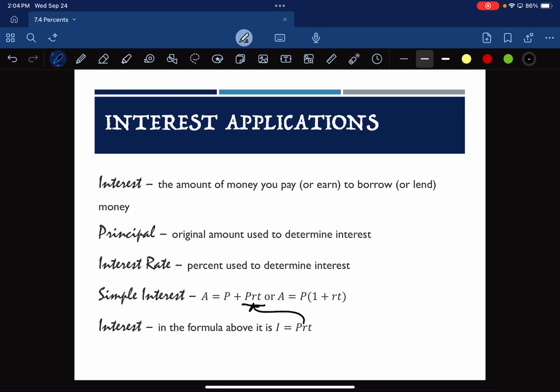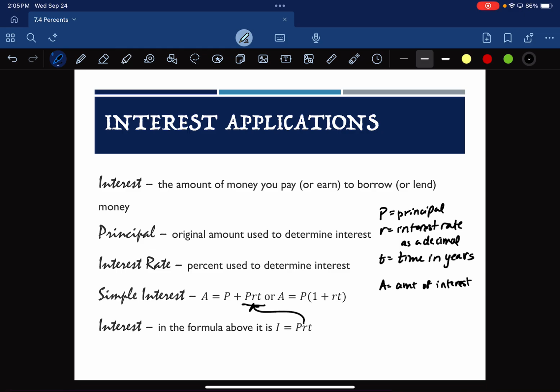A few details, you've seen these before, but just as a reminder, P is the principal. R is the interest rate as a decimal. So we can't have it in percent form, it has to be in decimal form. And T is the time in years. So if somebody gives you something in months, we have to turn it into years in order to use that as the T value in this formula. And then A is the amount of interest as in a dollar value, right? That's what that's coming out to being.